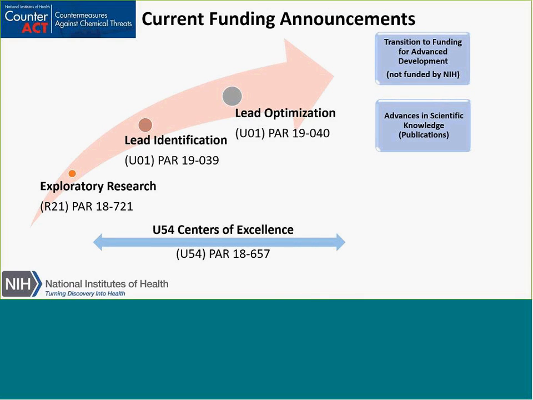The programs that we will discuss are progressive. Start with exploratory R21s through lead identification and optimization U01 projects that result in candidate therapeutics and major advances in our general scientific knowledge base in the literature. It's important to read the funding opportunity announcements listed here and talk to the staff at NIH to see specifically where you may fit among these programs.